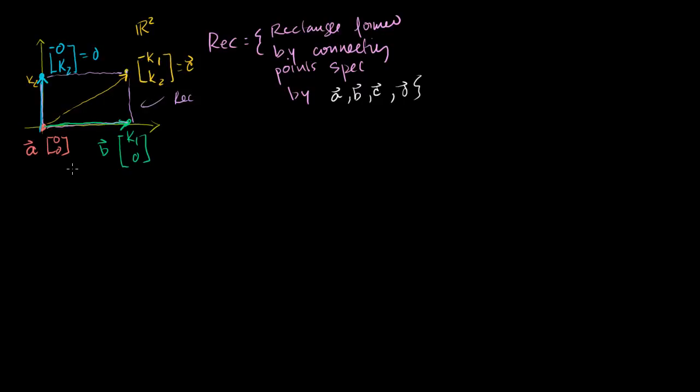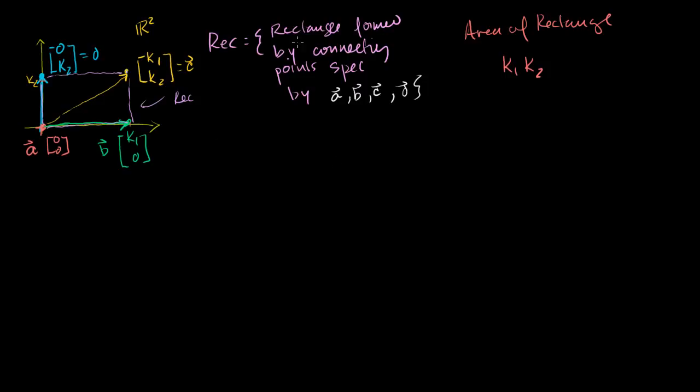That is my rectangle. Now, what is the area within this rectangle? Well, it's just base times height. The base has length k1, right? The distance from here to here is k1. And then what's the height? It's the distance from here to here, which is just k2. So it's just k1 times k2. That's fairly straightforward. I haven't shown you anything that fascinating just yet.